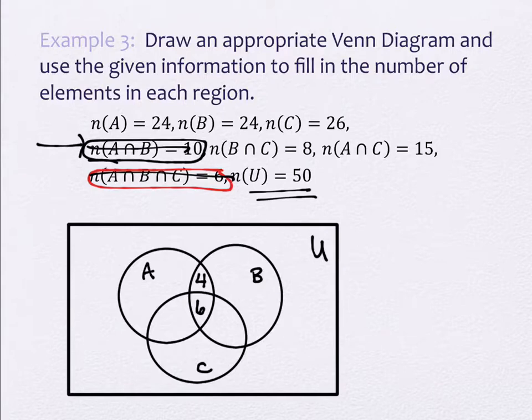So now I can go over here to B intersect C. So B intersect C is over here. Again, there's a 6 already in there with 1 region left. How much will go in the outer region of that circle, or that overlap? 2, because they're supposed to add up to 8.